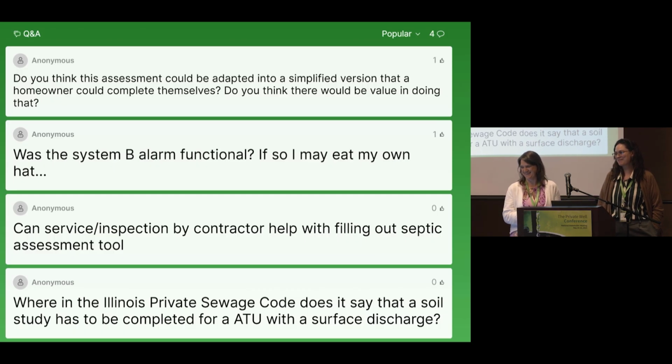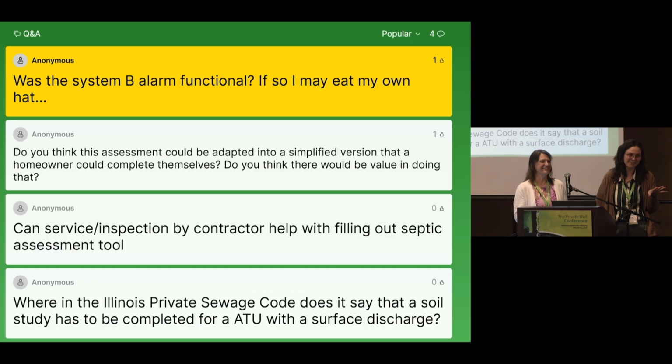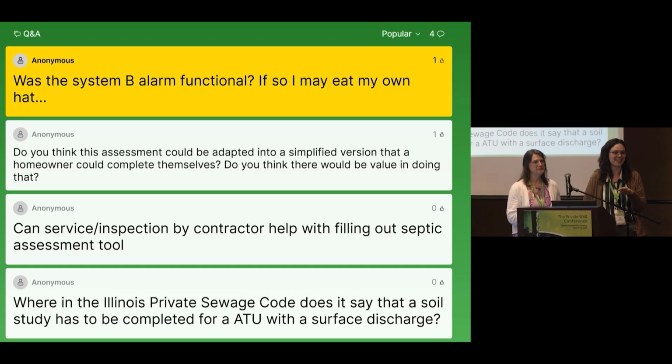All right, I'm going to grab that System B alarm one. Was System B alarm functional? If so, I may eat my own hat. So you might have to eat half a hat. It was functional. However, there's an alarm on it and a light. The light had died, so the light was no longer working. The alarm was actually set to mute. So when you tested it, it was working, and when you turned it on, it was alarming. So technically, you might have to eat a hat on that, but I won't force you.